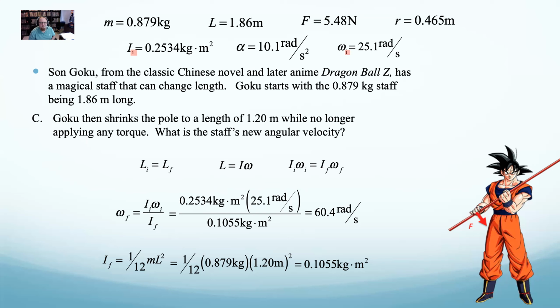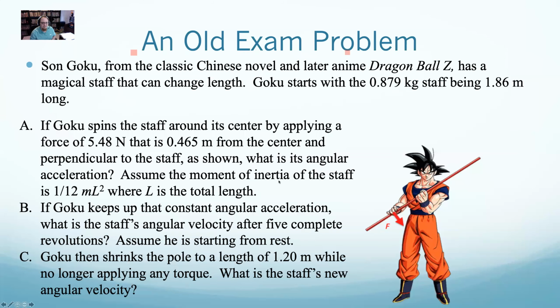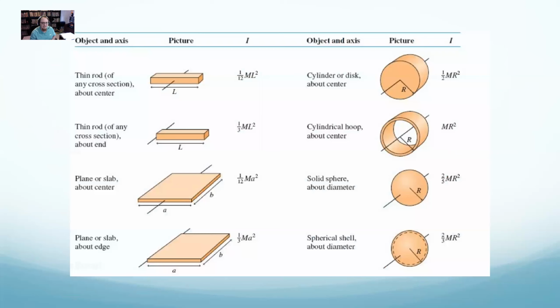Questions? Where did 1/12 ml squared come from? That is just the moment of inertia of a long rod. I just kind of gave it in the initial. I said assume the moment of inertia is 1/12 ml squared. But if you want to actually see where it came from, it would be one of the last few slides from Monday's class, where the moment of inertia of a thin rod is 1/12 ml squared. I don't expect you to know these. I will always give them.